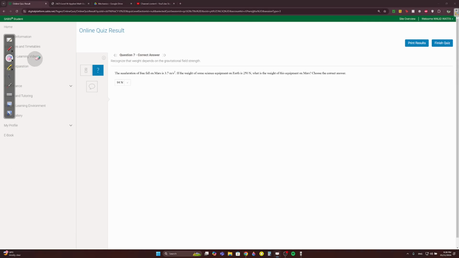Question 7. The acceleration of free fall on Mars is 3.7. So g of Mars is equal to 3.7. Okay, if the weight of some science equipment on Earth is 250, what's the weight of this equipment on Mars? W is equal to mg. Okay? G of Earth is equal to, do you use 10? I think you use 9.8. Okay, 9.8. So can you find the mass? Yes, you can. So you find the mass because we want to find the weight of the equipment on Mars. The weight on Mars is equal to the mass times the g of Mars.